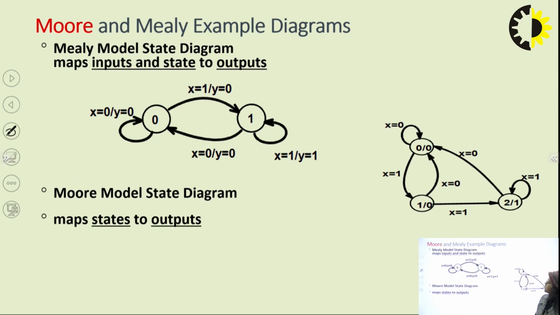Now, I am talking about the difference between the Moore and Mealy state diagram. In the case of the Mealy model, it maps the input and state to output. So, the present state, then input oblique output, to next state. Whereas in the case of the Moore machine, it maps only the input above the line and the output is with the state. So, this is the difference between the Mealy and Moore models.